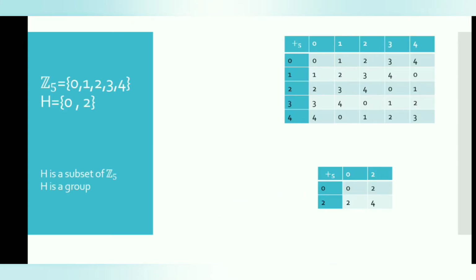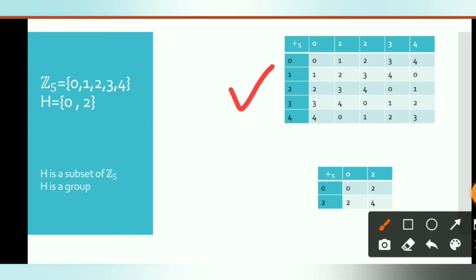Now take one more example of Z5 under addition modulo 5. So here is the composition table that shows us all the four properties. Now we take H as 0 and 2, these two elements are in H. Now clearly H is a subset of Z5. We have to check whether H is a subgroup or not. For a subgroup it should satisfy all the 4 properties.